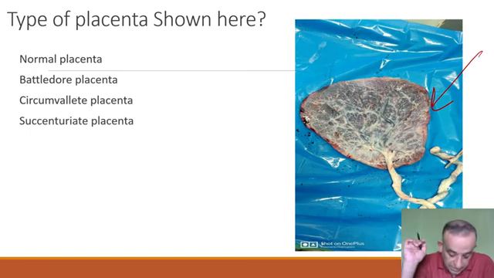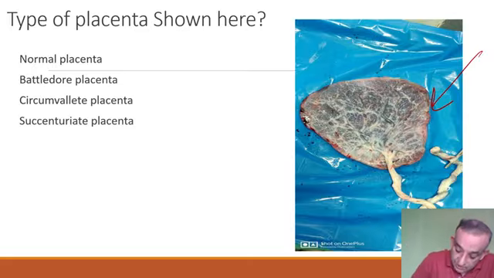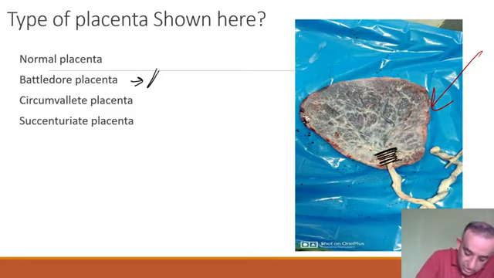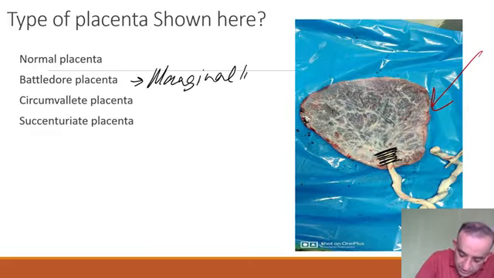Not a normal placenta. Is it a battledore placenta, a circumvallate placenta, or a succenturiate placenta? So yes, this is a battledore placenta. See, the umbilical cord, which should be attached somewhere here in the center of the placenta, is not attached there. It is attached somewhere here at the margin of the placenta. So this is also known as the marginal insertion.